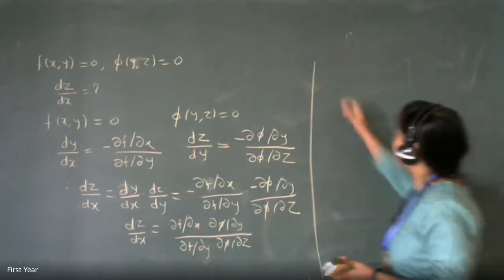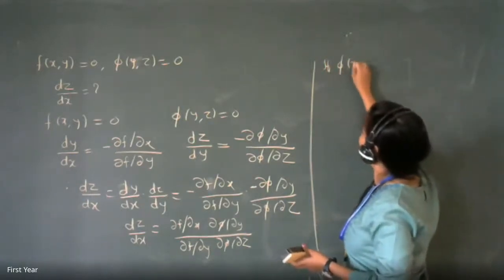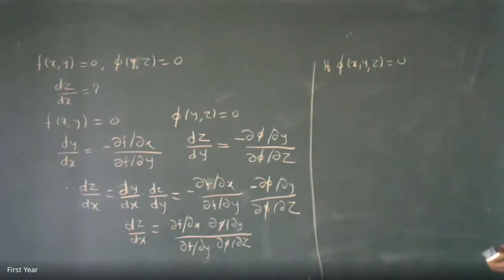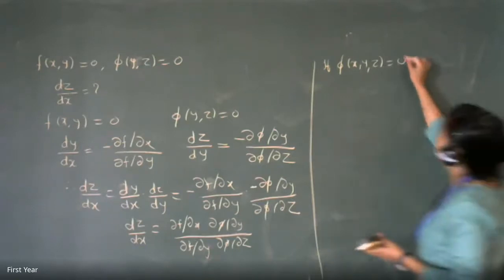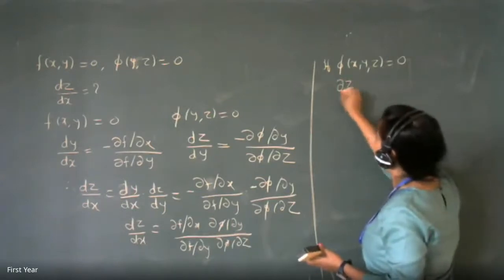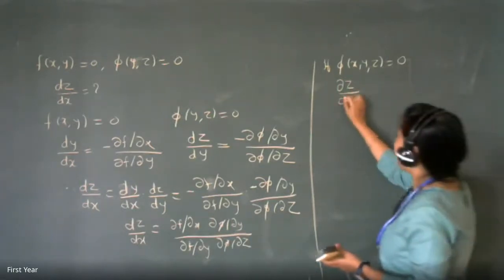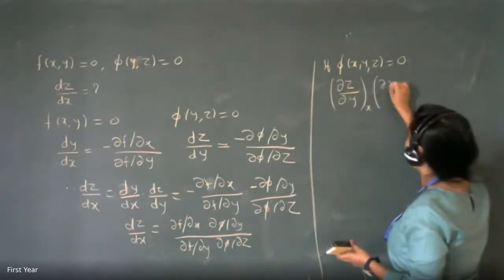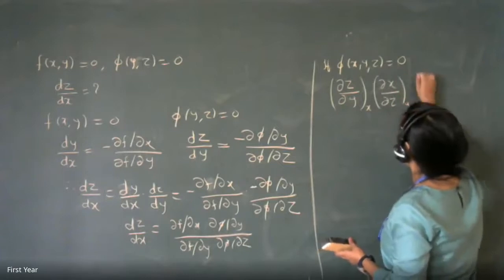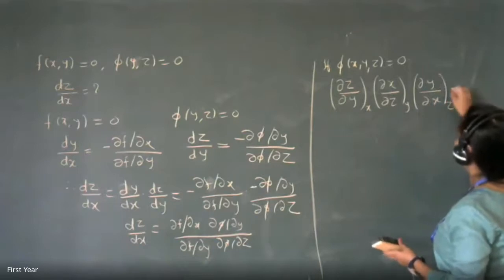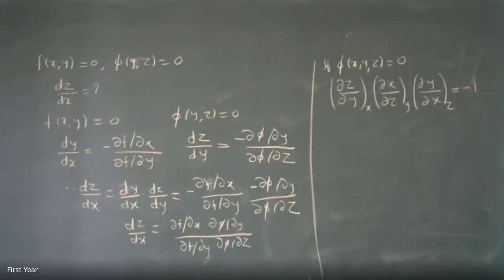That is, if phi of x, y, z is equal to 0, then prove that del z by del y, taking x constant, into del x by del z, taking y constant, into del y by del x, taking z constant, is equal to minus 1. Actually, in your MCQ, they'll ask you what's the value. The value here is minus 1.